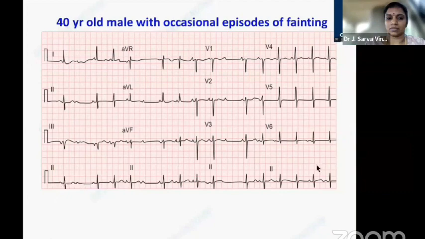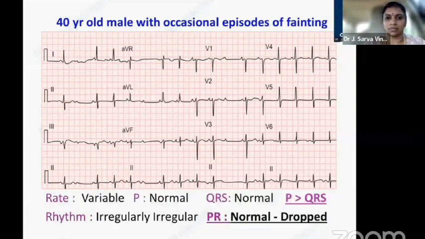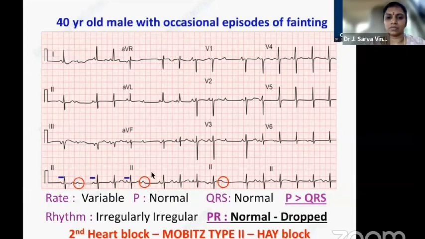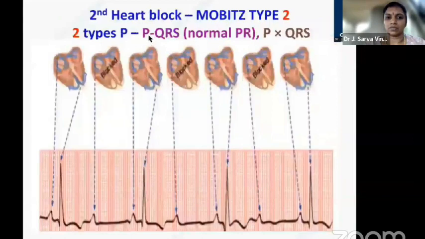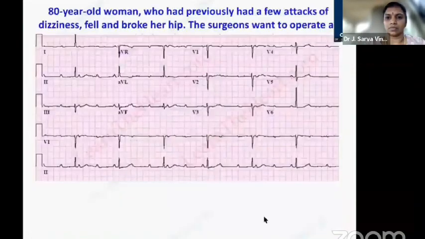It's a 40-year-old male with occasional episodes of fainting. What we can find here, the rhythm is irregular, and we have a P wave followed by a QRS complex, but then we have P waves which are not followed by a QRS complex also. So this is a second degree AV block type 2, wherein you have P waves with a normal PR interval, and P waves which are not followed by a QRS complex. So in type 2, you have two different types of P waves: one P wave which is normally conducted, hence has a normal PR interval, and the other kind of P wave which is not followed by a QRS complex, and hence is a dropped beat.